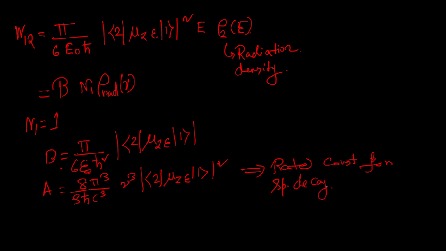So this thing can be calculated using experiment. If experimentally you can determine the A, then you can determine the B, and not only that, if we determine the A, the transition dipole moment can also be determined. So both experimentally and theoretically we can determine the value of the transition moment integral.